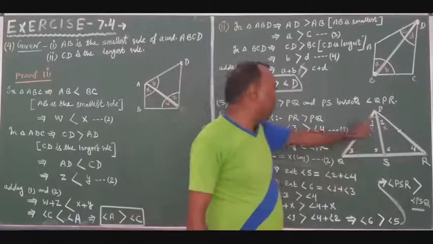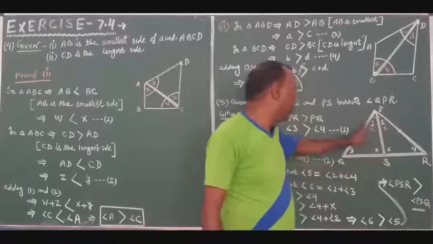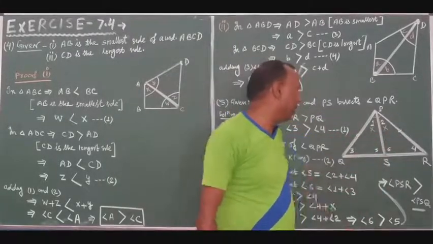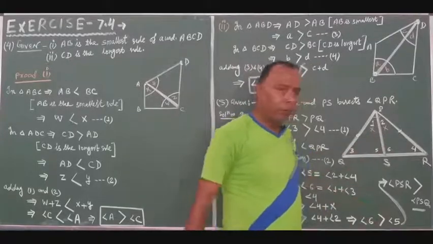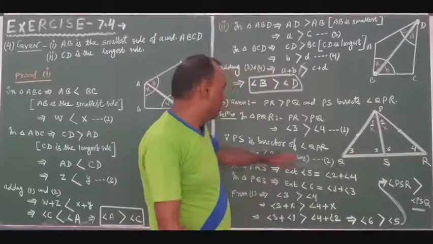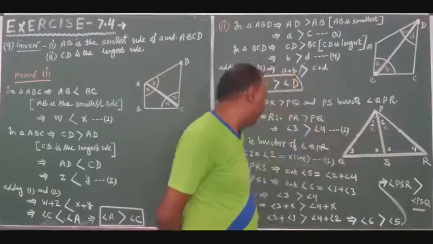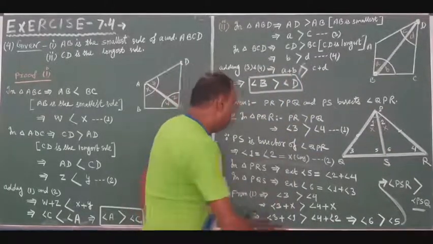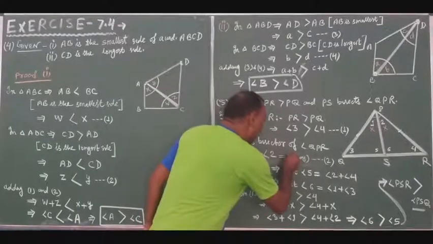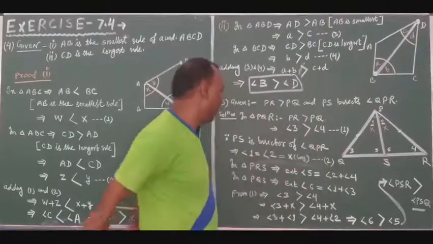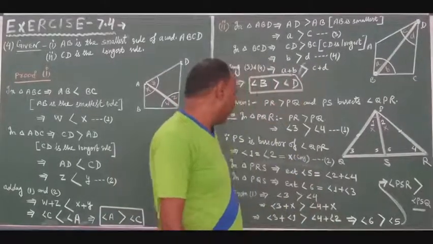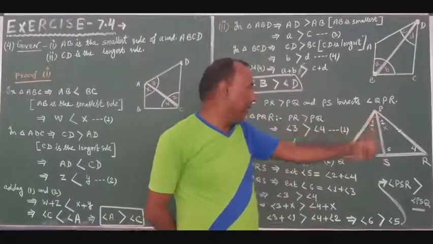Now PS bisects angle QPR. It means angle 1 and angle 2 will be equal. That is, angle 1 is equal to angle 2 is equal to x. For a short while we have taken it. Is it okay?